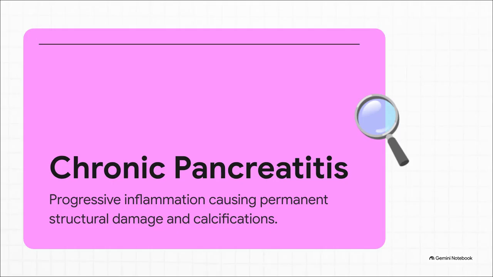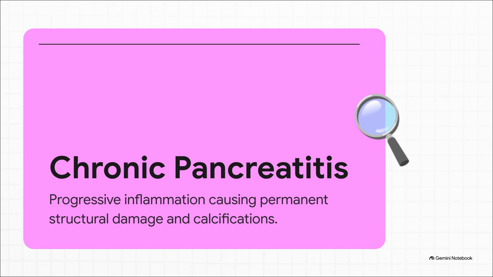But what happens when this isn't just one acute attack, but a long-term, progressive burn over years? Well, that leads us right to K86.0, alcohol-induced chronic pancreatitis. Unlike the reversible cellular injury we just talked about in acute cases, chronic pancreatitis involves permanent structural damage. We're talking fibrosis and atrophy.